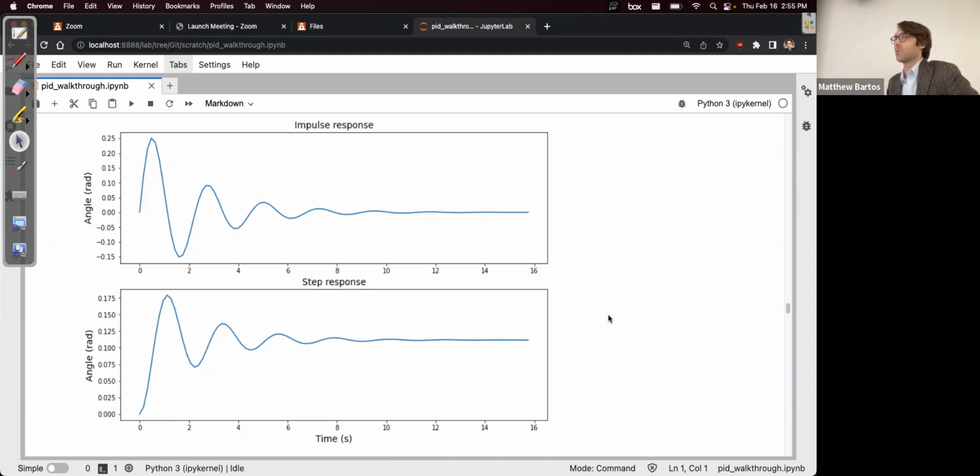So what does the impulse response correspond to doing to the Segway scooter? Just like hitting it or something, right? Or just giving it a shove. What does the step response correspond to? Yeah, you're like leaning on it.